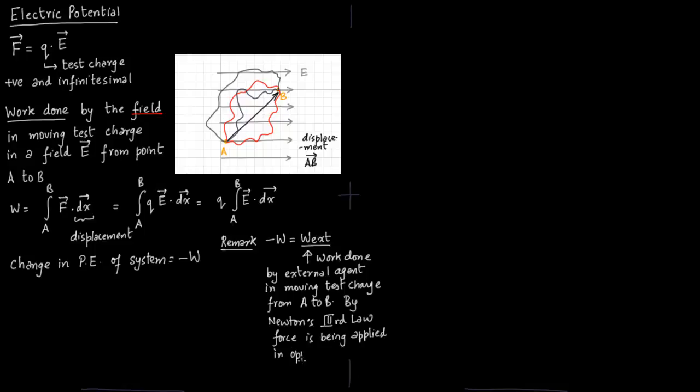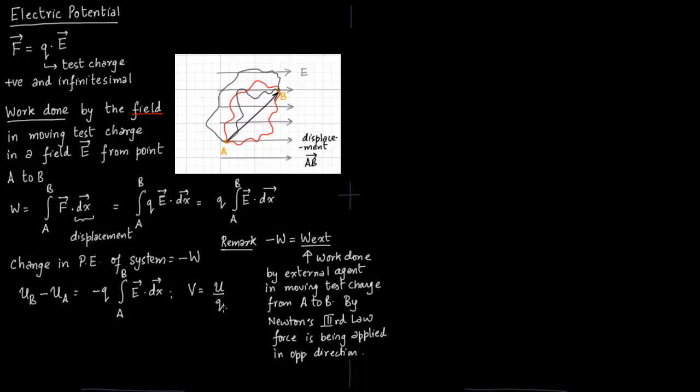The force applied by the external agent is opposite to the force applied by the electric field. So by Newton's third law, there is an action and a reaction. Forces are opposite in sign and therefore the work done is opposite in sign. So the change in potential energy would be minus work done. So potential energy at B minus potential energy at A, UB minus UA, is equal to minus work done, that is minus Q times integral of A to B of E vector dot product with dx vector, where E vector is the electric field and dx vector is the displacement.